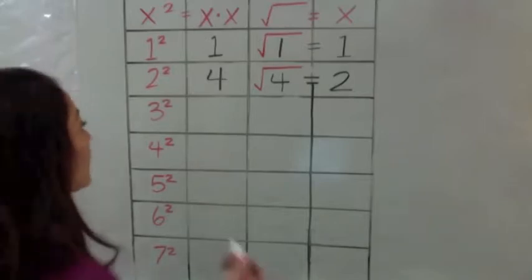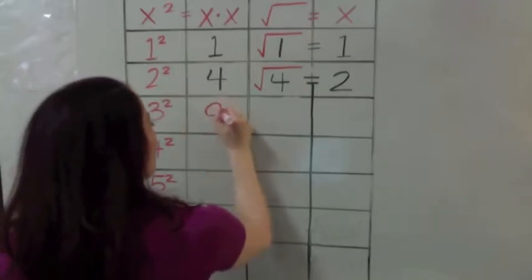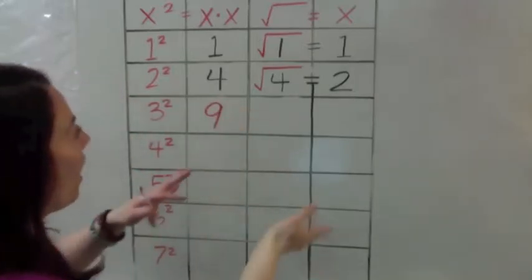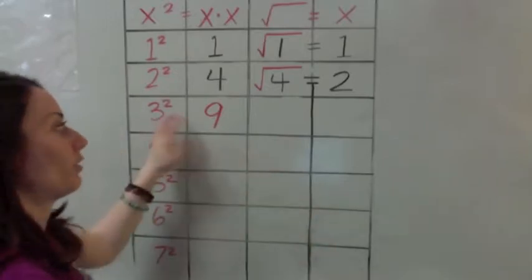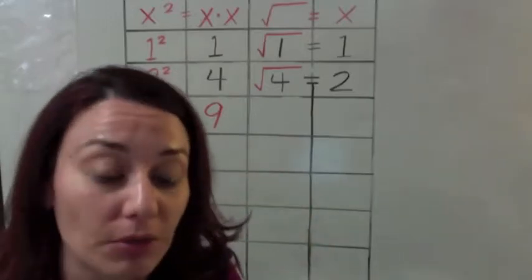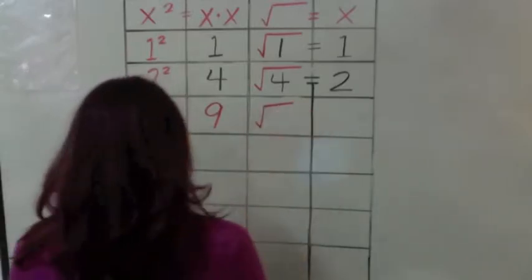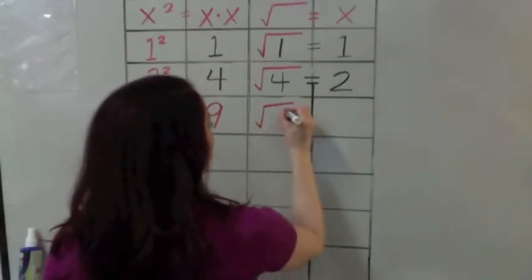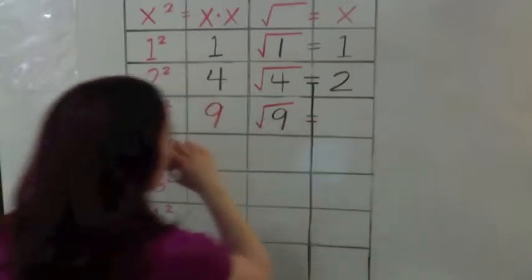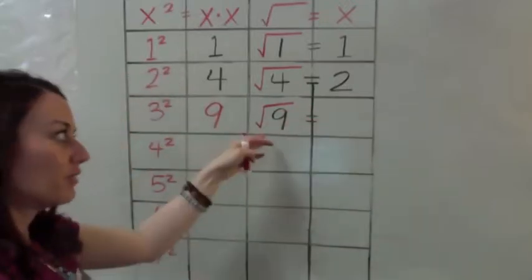3 times 3 is 9. Very good. So now I want to do the opposite of the square. The opposite of square is square root. So you're going to write the square root of 9. Basically, I want to undo it. What is the square root of 9? What number times itself gives you 9?